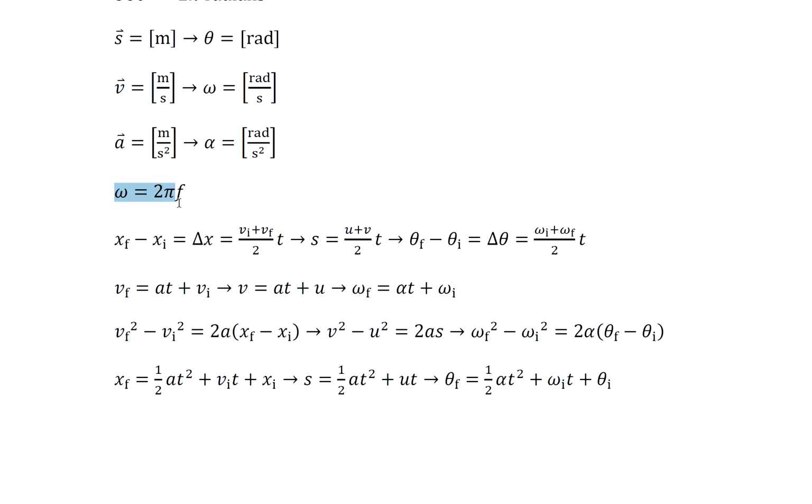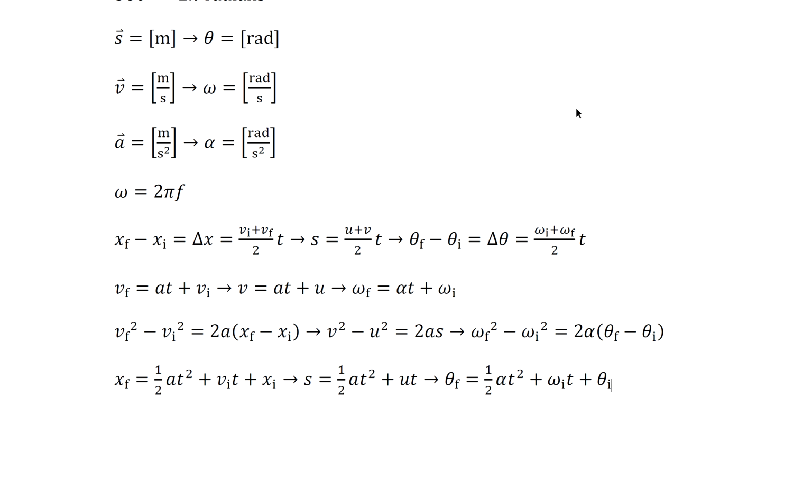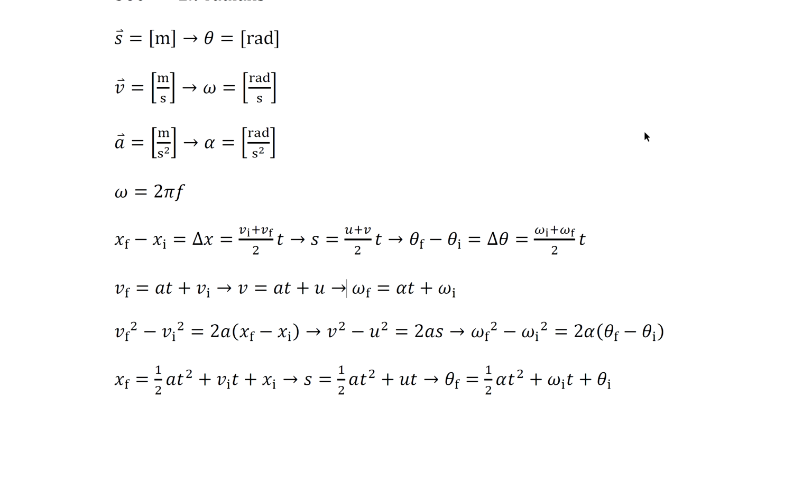Omega equals 2 pi f, where omega is the angular speed, f is frequency, the number of revolutions per second. Now these four equations have translated linear equations to circular equations. So you can see there is an arrow here. On the left-hand side are linear equations, on the right-hand side are circular motion equations, or angular motion equations. Angular and circular both pretty much mean the same thing.